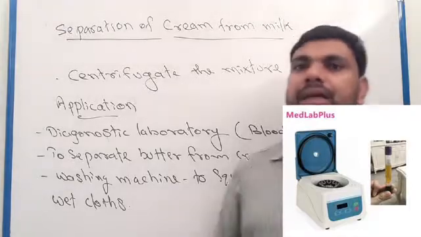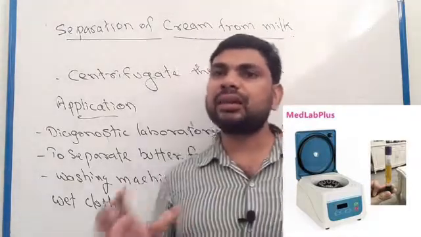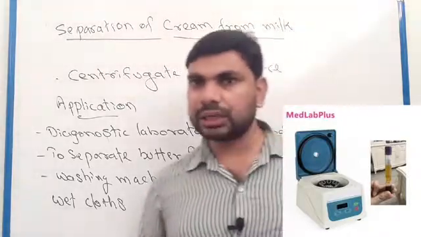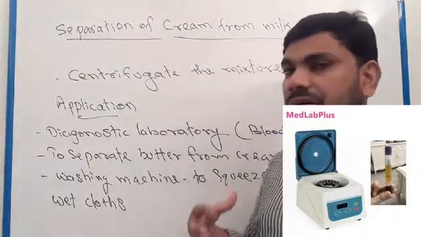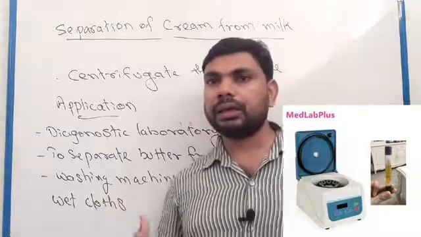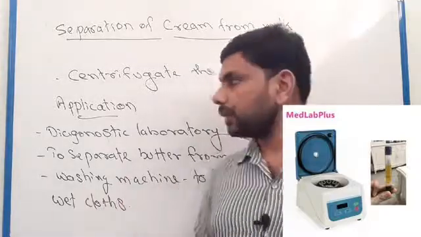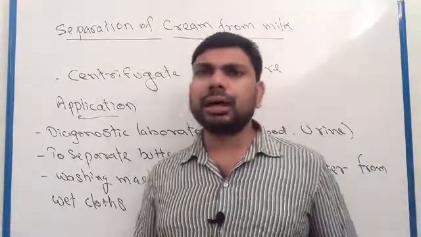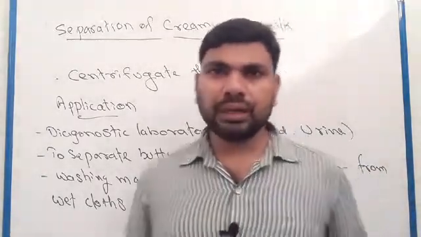This is the apparatus used to separate cream from milk, or the apparatus used for centrifugation. Here the mixture rotates very rapidly in this type of machine. And here are the applications for centrifugation.